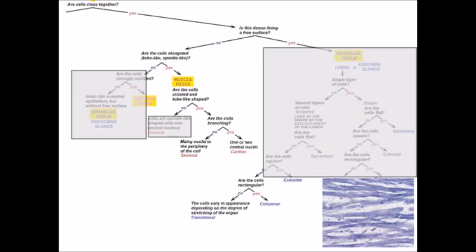And in this case, unlike the skeletal muscle we saw before, yes, they are. This is cardiac muscle.